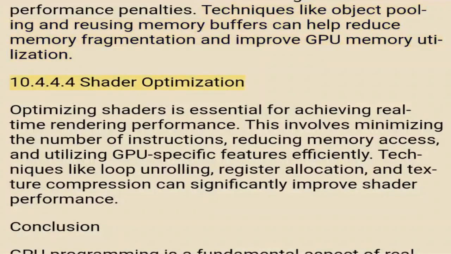10.4.4.4 Shader optimization. Optimizing shaders is essential for achieving real-time rendering performance. This involves minimizing the number of instructions, reducing memory access, and utilizing GPU-specific features efficiently. Techniques like loop unrolling, register allocation, and texture compression can significantly improve shader performance.